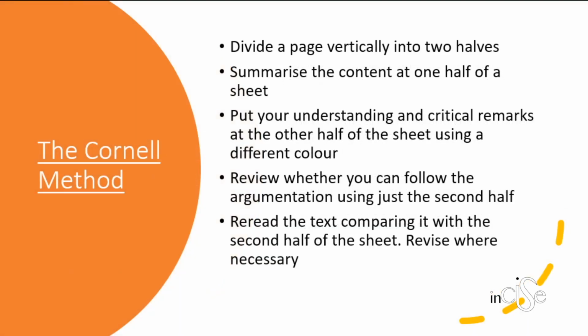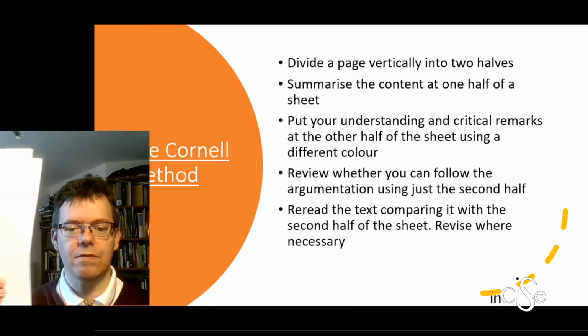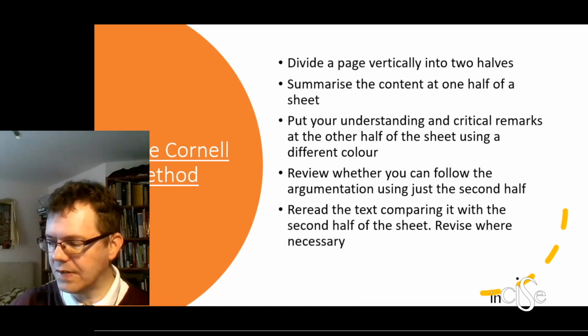So your own discerning remarks you can put on the other side, and possibly using another color, so you have it both spatially and aesthetically differentiated. And then the trick is to see whether you can follow the argument of an article or of a book or a chapter by just reading the second half. So you fold the paper again, so you don't see the summary on the first half. And you just read your own discerning critical remarks and see whether you can actually follow.